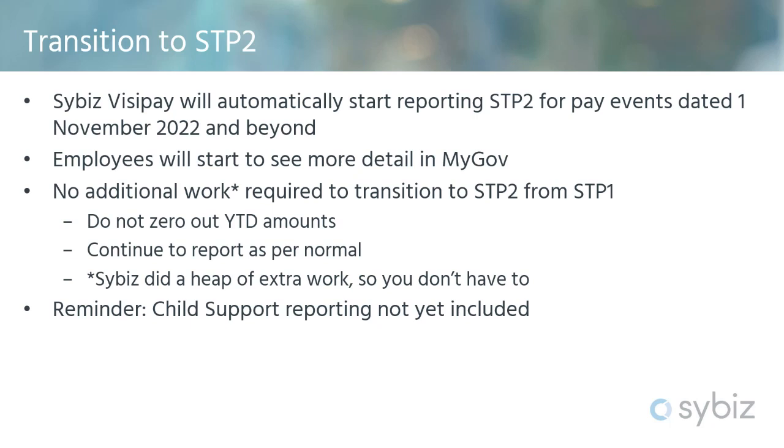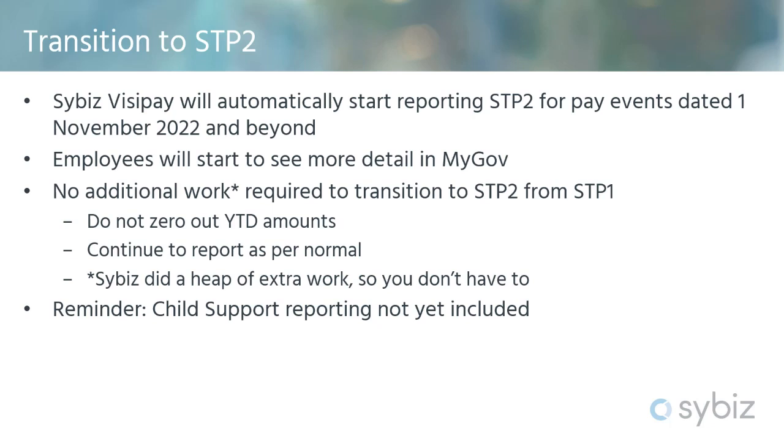So as I said, there's no additional work required for you to switch from STP1 to STP2 reporting. You don't need to zero out any year-to-date amounts. Some other products have required that. We haven't done that, and you just continue along as normal. Once you've got all your pay items and everything set up, ready to go, it is just a matter of processing your pays and following the exact same process that you're doing now for your STP2 reporting.